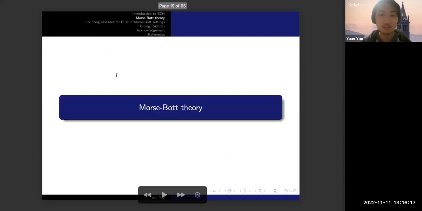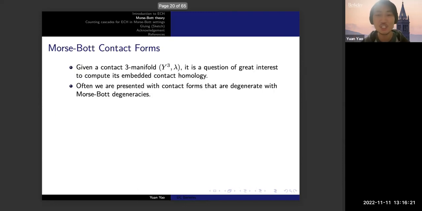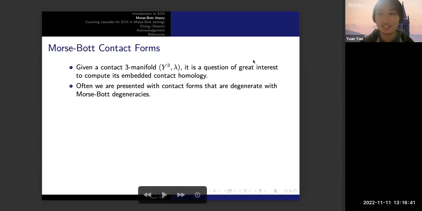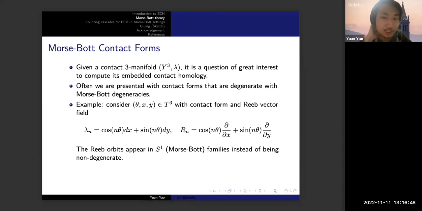Sorry. So hopefully I've convinced you that it's a good idea to compute the ECH chain complex. But in life, sometimes we're confronted with contact forms that are degenerate, with Morse-Bott degeneracies. Remember, when we defined ECH, we said the contact form has to be non-degenerate and the Reeb orbits have to be isolated. I'm saying sometimes this is not the case. One simple example is the contact T3, with this following contact form and with this following Reeb vector field.